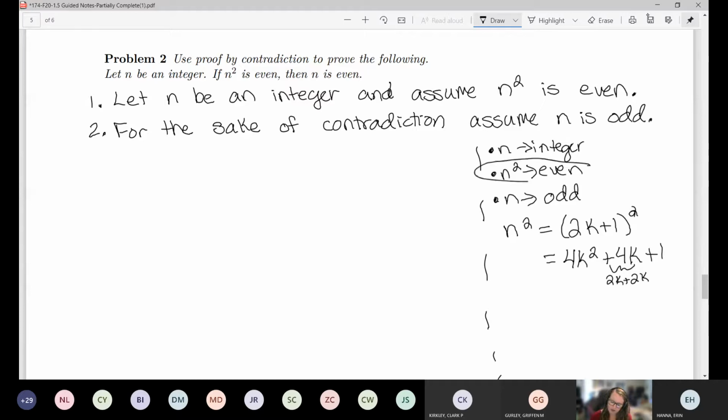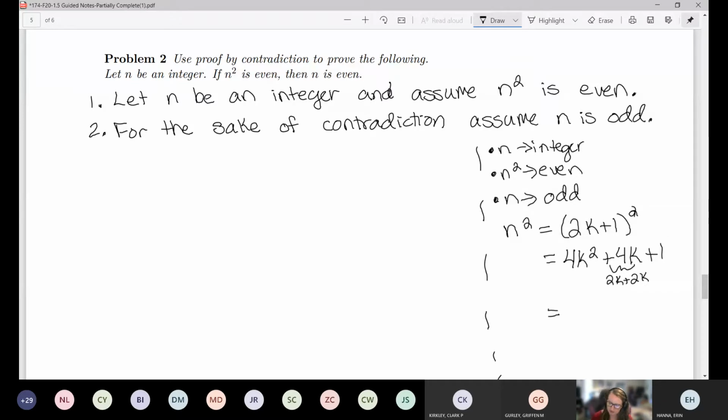So now I have this idea that n squared is even. But if I look at this, I have this plus 1 at the back, which doesn't look like it's going to give me something that's even. That looks like a setup for it being odd. So if I could show that this is an odd number, I would reach my contradiction. I'm using all of this stuff that I have: I just replaced n squared with (2k plus 1) squared because n is odd.